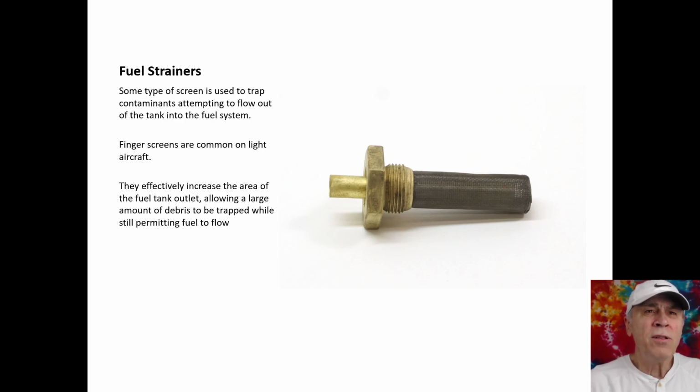Some type of screen is used to capture contaminants attempting to flow out of the tank into the fuel system. Finger screens are common. They effectively increase the area of the fuel tank outlet because they're so long. That allows a large amount of debris to be trapped while still permitting fuel to flow. You don't want just a screen because it clogs up awful easily. With a long finger, if one part is clogging up, there's still going to be enough fuel flow through the other side and part of this side.